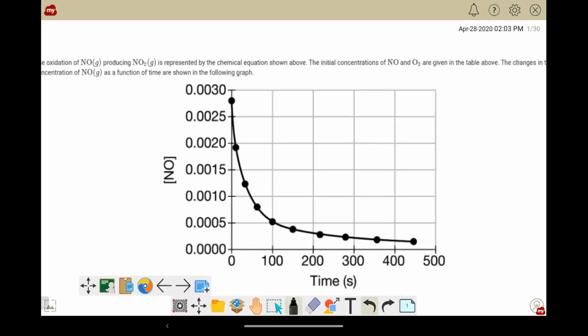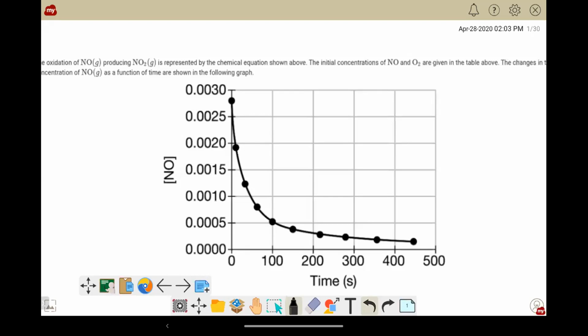You can notice the concentration is going down over time, so that tells us that the nitrogen monoxide is a reactant. And you can tell it's going down at a non-constant slope, so that tells us that the concentration of nitrogen monoxide affects the rate of the reaction. As you look at a graph of concentration versus time, those should be some of the first things that you're taking a look at.